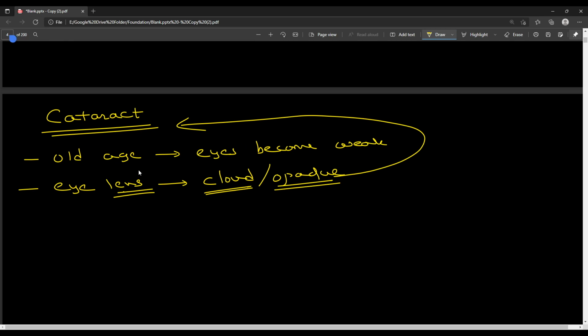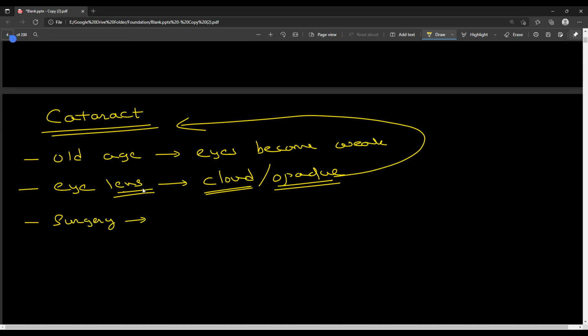So in old age, what is going to happen? Your eyes are going to become weak, and many a times the lenses in your eyes will be cloudy and opaque. That condition is called cataract. Question is, can we cure this? Yes, we can cure this. All you have to do is a little bit of surgery.